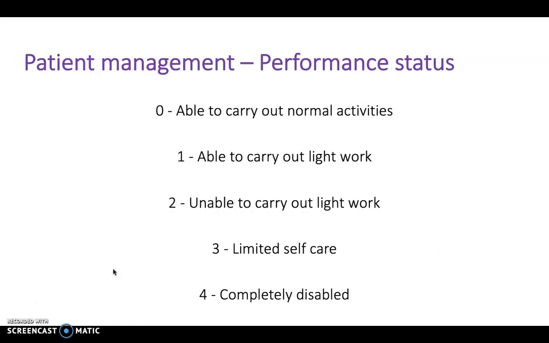Bear in mind when thinking about patient management, you judge them based on performance status and not the cancer always itself. So 0 is able to carry out normal activities like yourself and me on a normal day-to-day basis, whereas 4 is completely disabled. And this allows you to gauge where the patient's at in terms of their functionality in day-to-day life and with aspects, ADLs, etc.